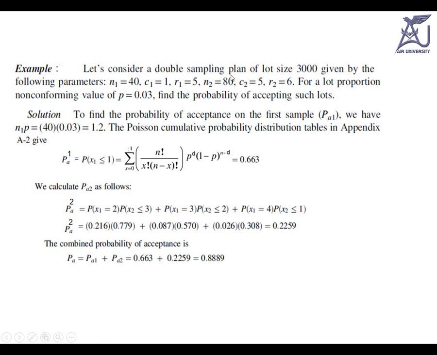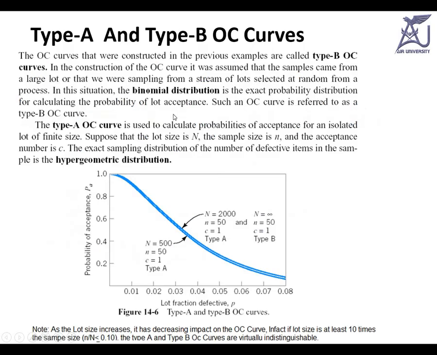For the double sampling plan, in fact, double sampling plan means you are taking 2 samples. Okay. Coming to the OC curves, there are 2 types of OC curves. So far we have studied type B OC curves. Type B OC curves, what we have studied earlier was all type B OC curves. What is the type A OC curve?